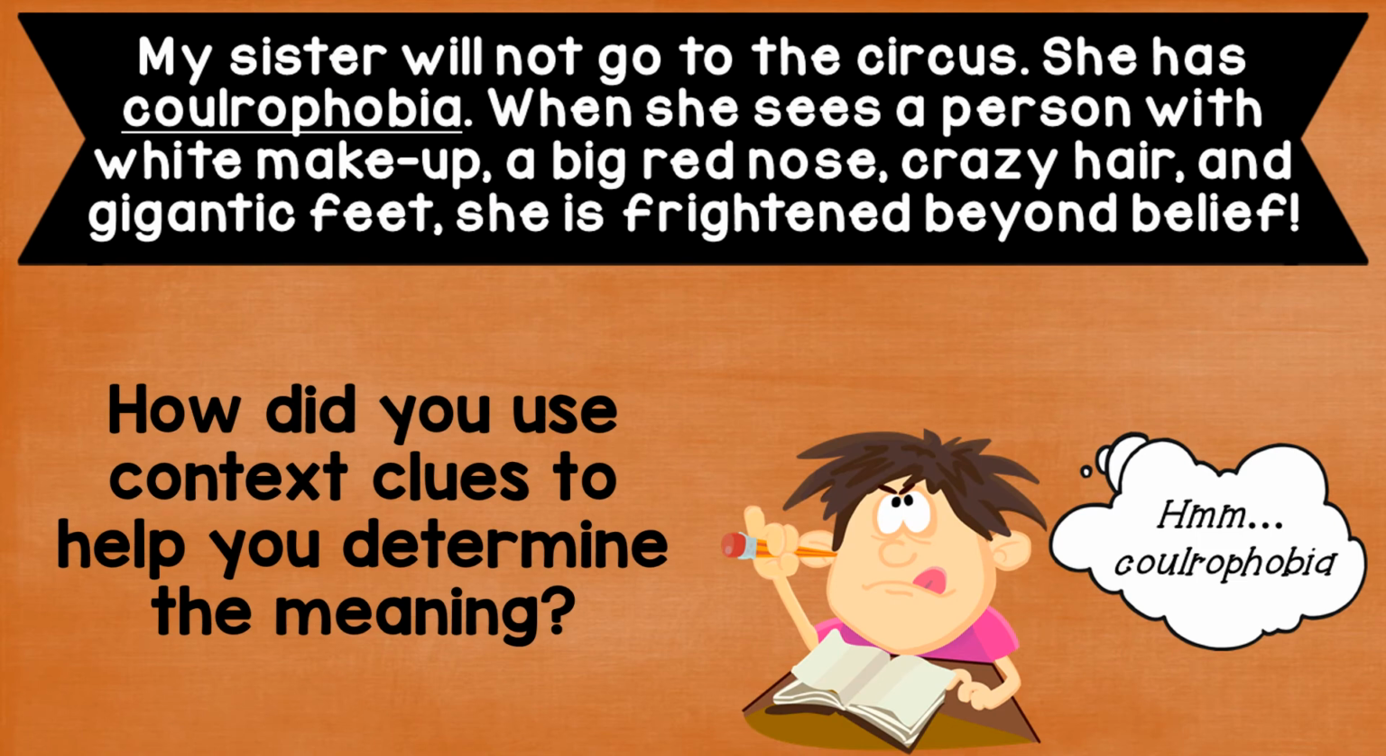How did you use context clues to help you determine the meaning? So in this case, I had to make an inference. It doesn't come right out and say that she fears clowns, but it does explain what a clown is because it talks about the white makeup, the big red nose, the crazy hair, and the gigantic feet.